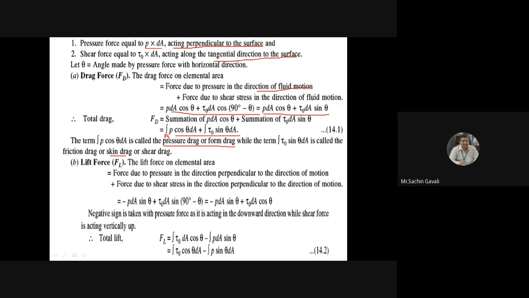Okay, so they may ask what is meant by skin drag. Skin drag is the component of the drag force which is due to shear force. So I think if you understood, please write up to drag force.